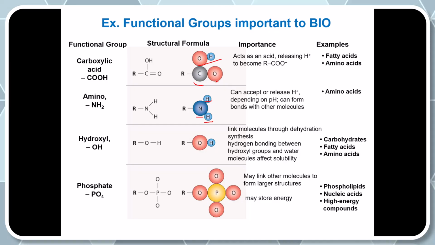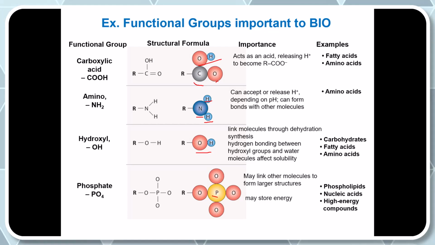There's also that OH group that we've talked about before, the hydroxyl group. This is important for dehydration synthesis. It's important for hydrogen bonding. Also, hydroxyl groups affect an overall molecule solubility in water. You're going to find hydroxyl groups in things like carbohydrates, fatty acids, and amino acids.